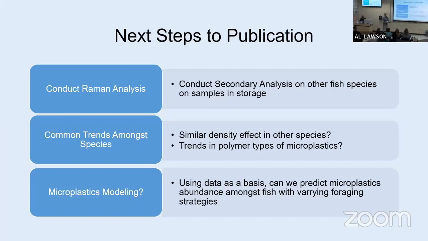And then finally, the end-all be-all goal, the golden goose, I guess, of all of this, is: can we achieve a microplastic model? So using the data as a basis, can we predict microplastic abundance amongst fish with varying foraging ecologies and use it as a vulnerability value of microplastic ingestion, modeling based on those predictive values?